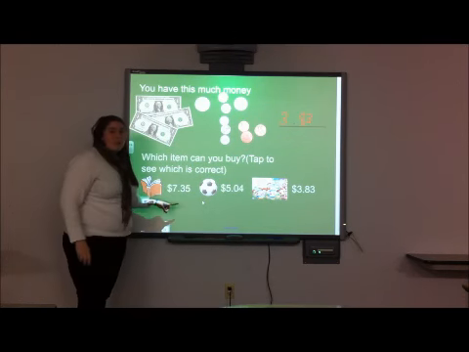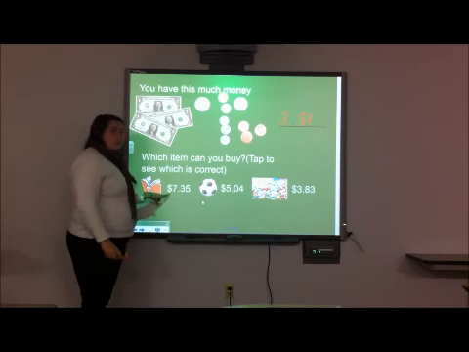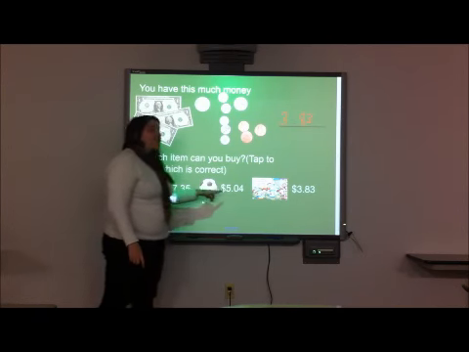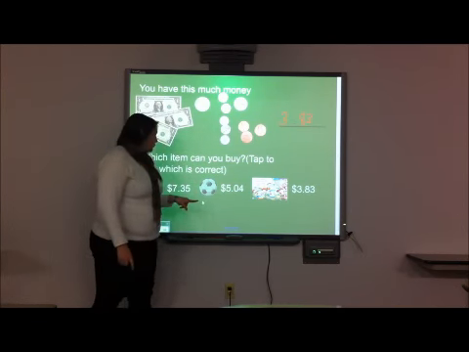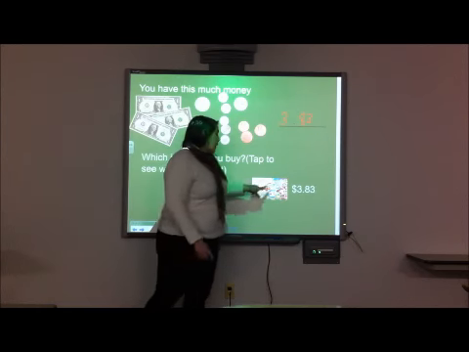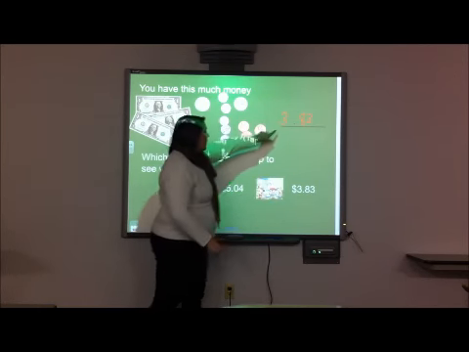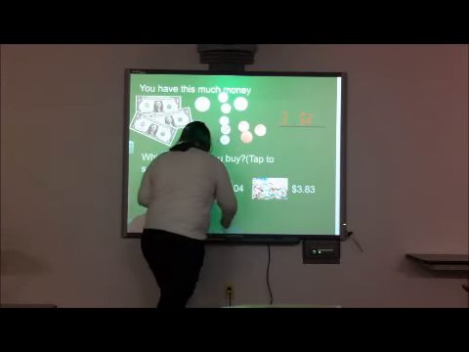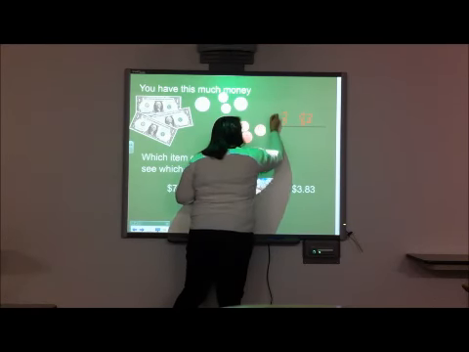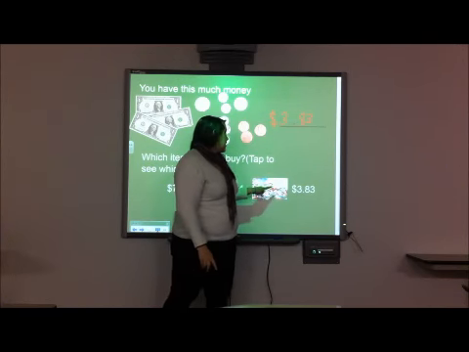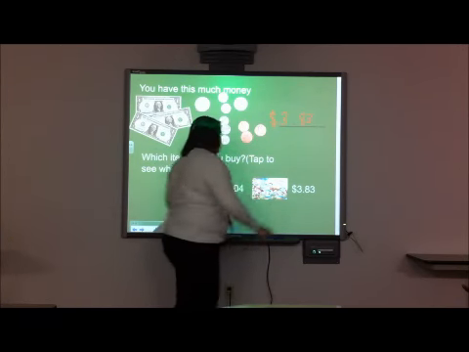Which of these items can you buy? Can you buy a book? No. Can we buy a soccer ball? No. We buy Candyland. That's the one we're going to buy. We have $3.83 here, and I forgot my dollar sign. And we have $3.83 that you have to pay for Candyland.